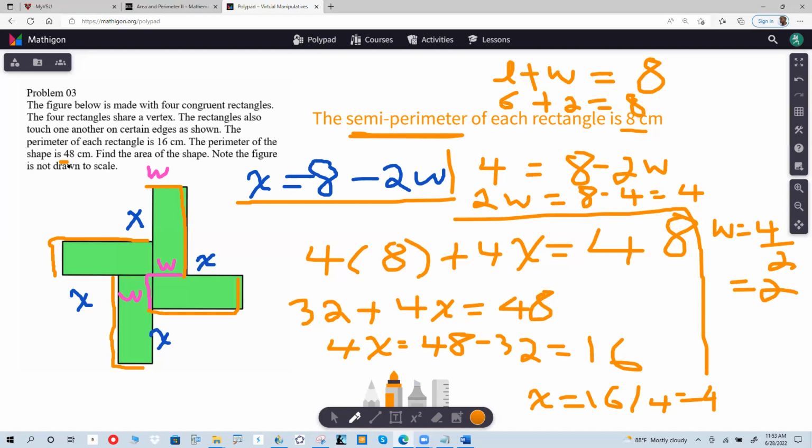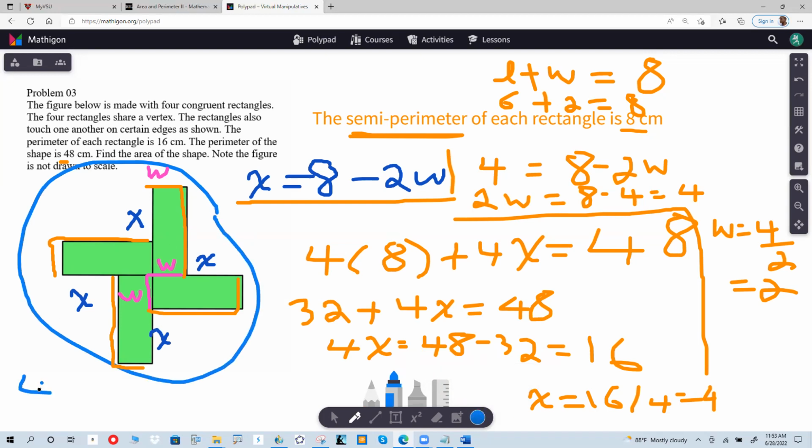What do they want? Find the area of the shape. Okay, I can do that. Let me change the color to blue. The area of the shape is going to be all of this. And this is going to be 4. There are 4 rectangles, and each is 6 by 2 right here. 6 times 2 is 12. 12 times 4 is 48. And your unit will be cm squared.